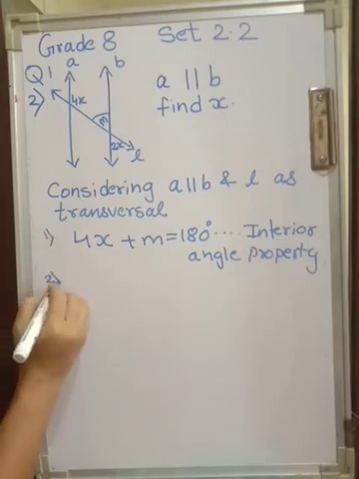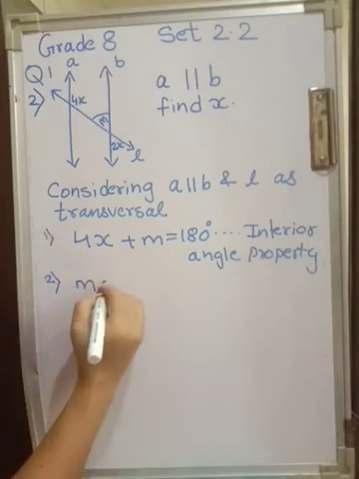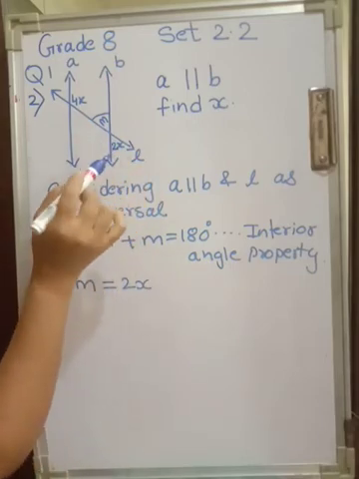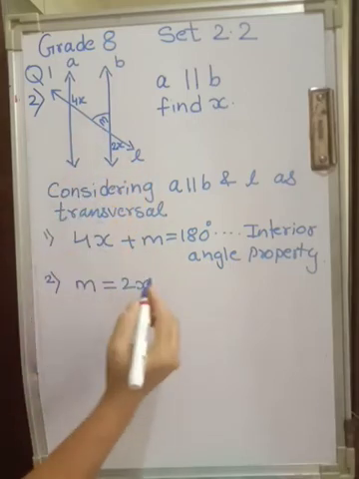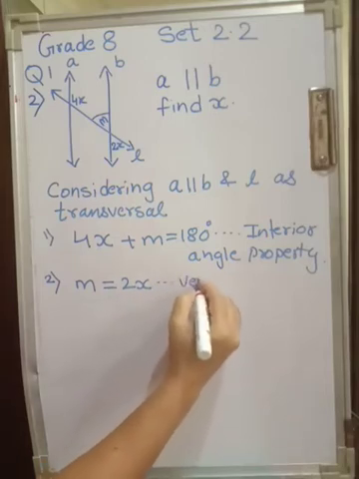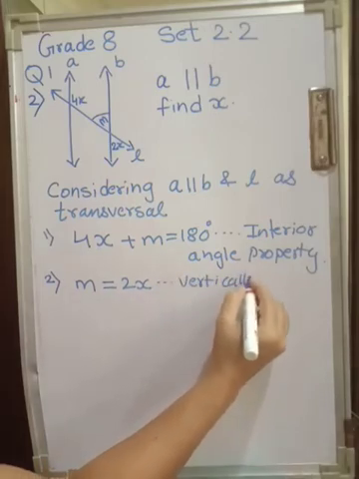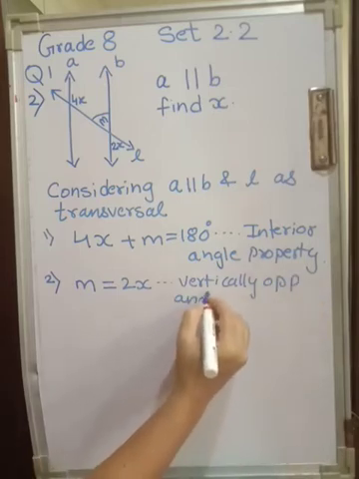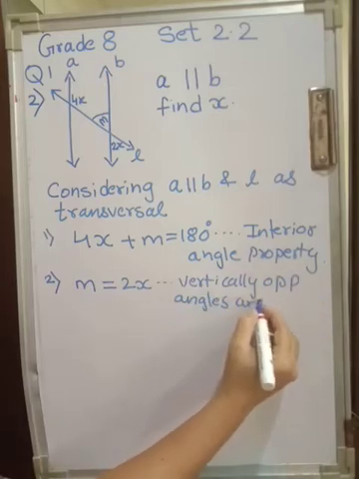Now second is what? Angle M is equal to angle 2x. You can see this too. What's the reason? They are vertically opposite angles. So reason is that vertically opposite angles are equal.